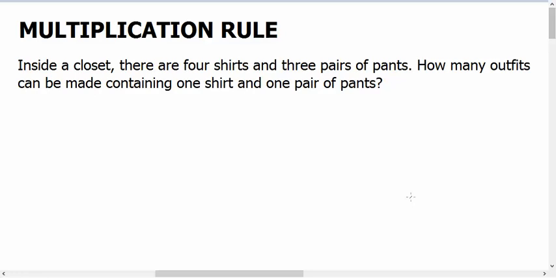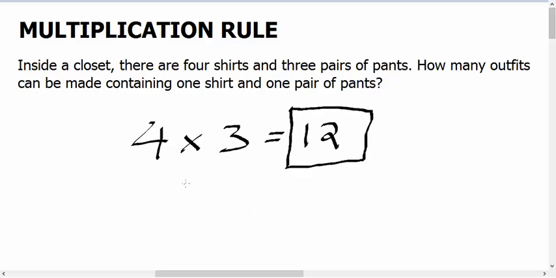Here it goes. We're going to start with a very basic question that you could probably answer in no time if you just thought about it conceptually. So inside a closet, there are 4 shirts and 3 pairs of pants. How many outfits can be made containing 1 shirt and 1 pair of pants? Well, I'll give you a moment to think about it, but your moment's probably up. You've probably come to the realization that if I just multiplied the number of shirts, 4, by the number of pairs of pants, there are 3 of those, I would get the number of outfits that contain 1 shirt and 1 pair of pants. I got the number 12. So this is called the multiplication rule because I took the number of shirts right here and I multiplied it by the number of pants right here.